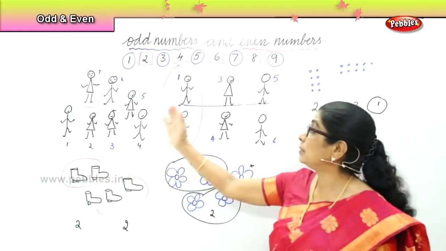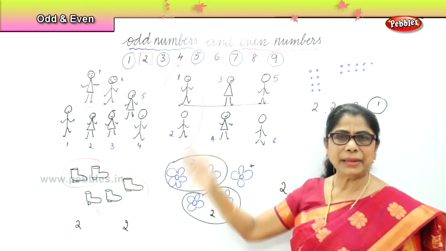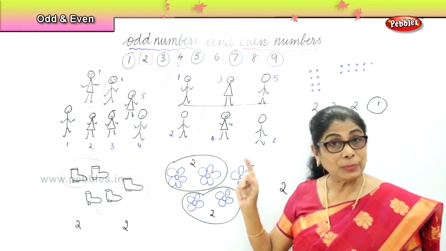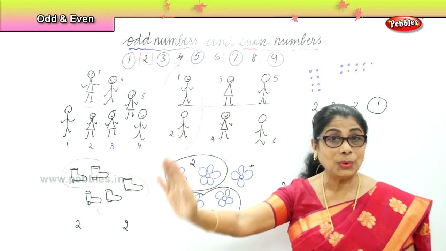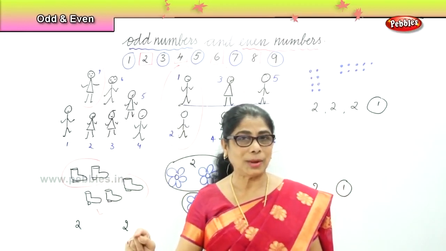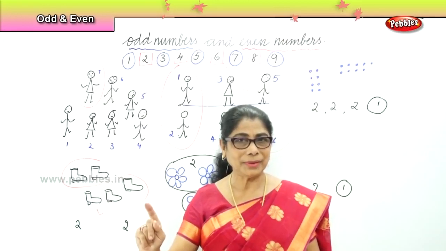When you play games like this, oranges and lemons, whatever, when one person cannot join in, then we say that's an odd one. You wait, you don't have a partner, we wait for someone to come. Odd number. Okay? We will now do an exercise.